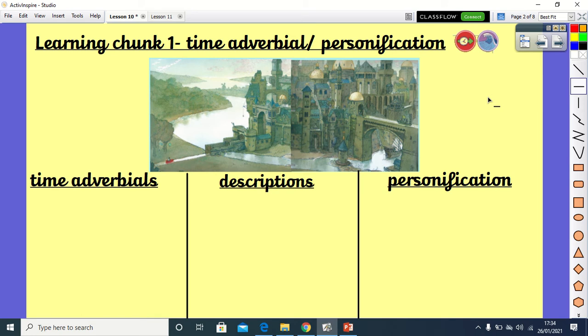Okay, so for our first learning chunk we're going to be thinking about time adverbials that we're going to open our sentence with. We're also going to collect descriptions for what she can see and words that we might use to describe this building. And then we're also going to use a technique called personification. And personification is where you give human features to something that is non-human. So you act as though it is a person, even though it's not. So let's start with some time adverbials.